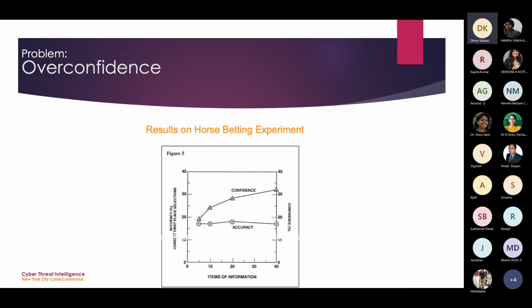After a specific point, your accuracy actually starts stabilizing. So for example, if I have 5 items of information or 10, right? And if I have 20 items of information, my accuracy slightly increases. But if I have say 40 points of information for something, my accuracy starts decreasing. But the only thing that starts increasing is your confidence.